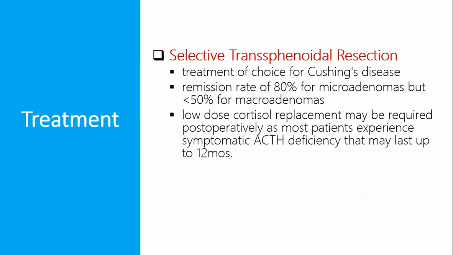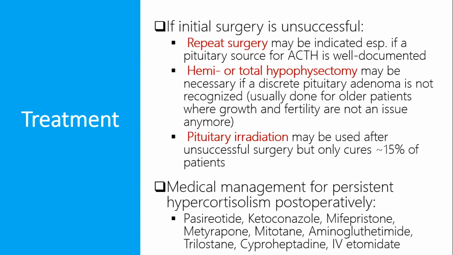So for the treatment, as mentioned earlier, selective transsphenoidal resection is the treatment of choice for Cushing's disease. There's a remission rate of 80% for microadenomas, but less than 50% for macroadenomas. Low-dose cortisol replacement may be required post-operatively, as most patients experience symptomatic ACTH deficiency that may last up to 12 months. So if the initial surgery is unsuccessful, we have the following options.